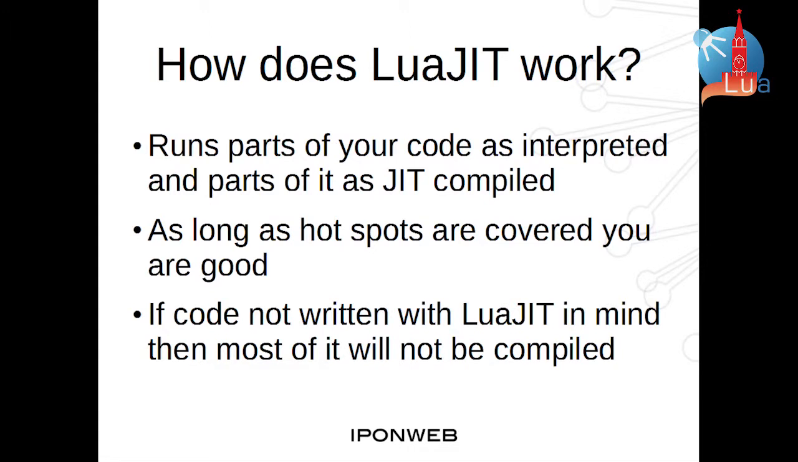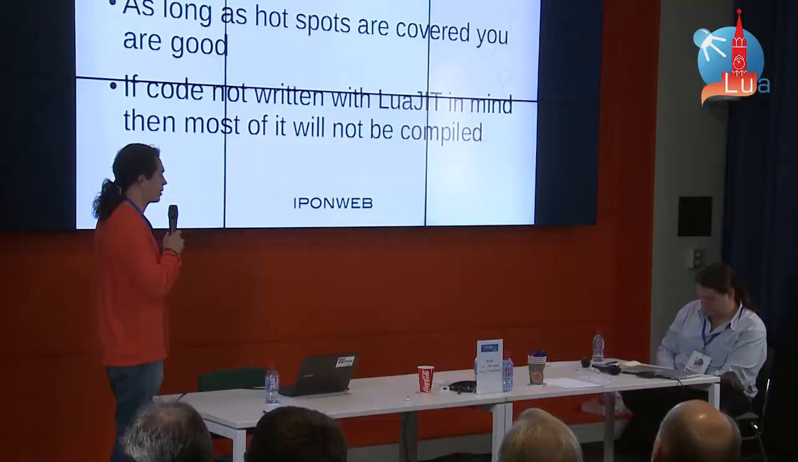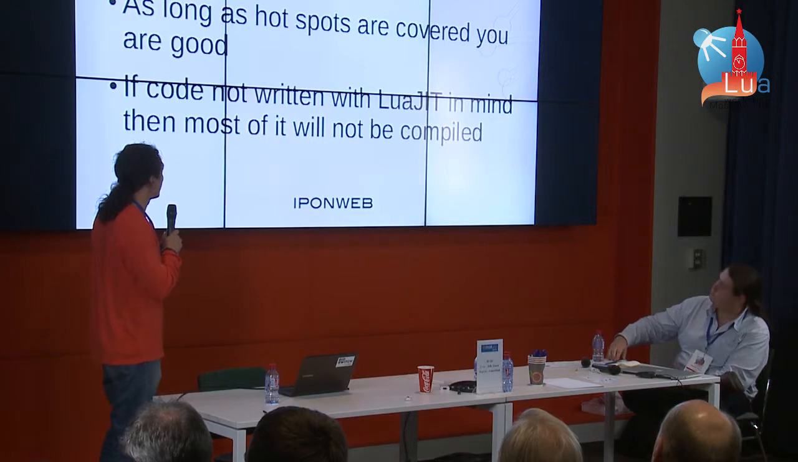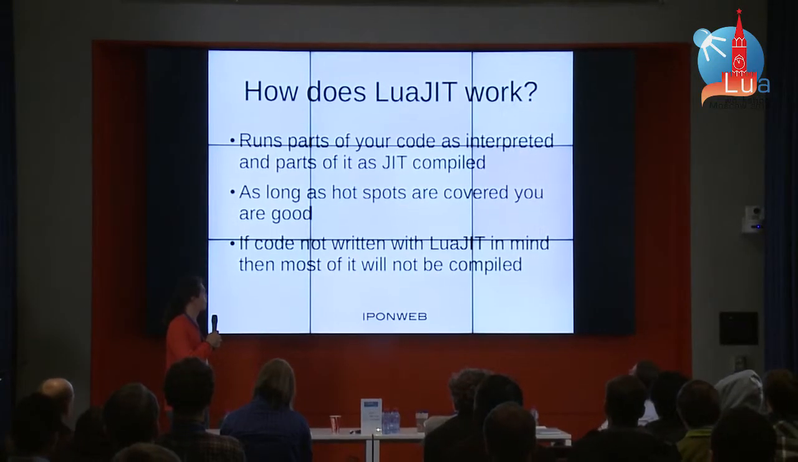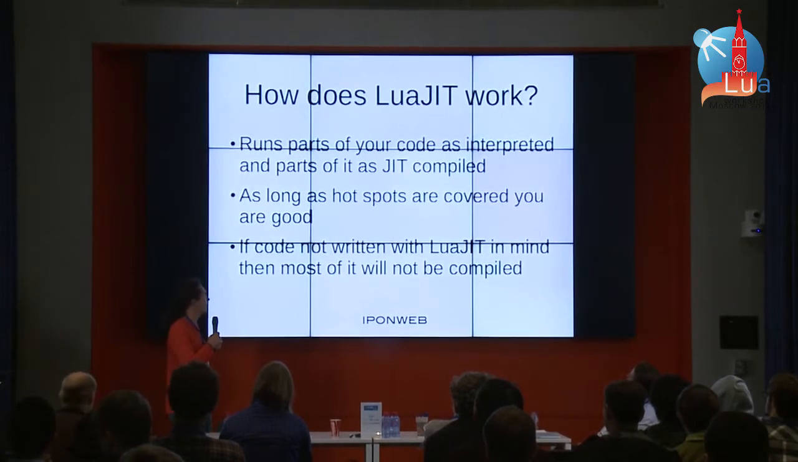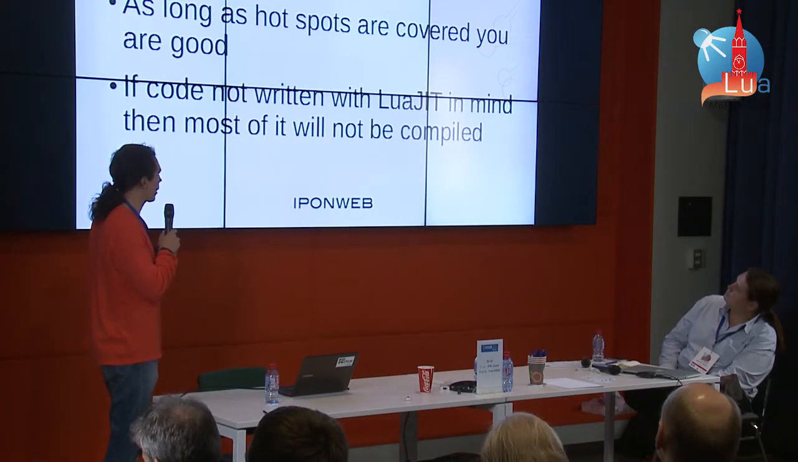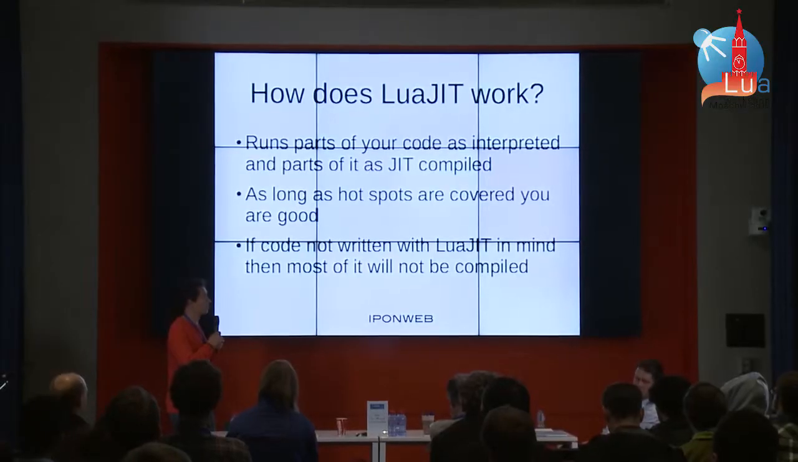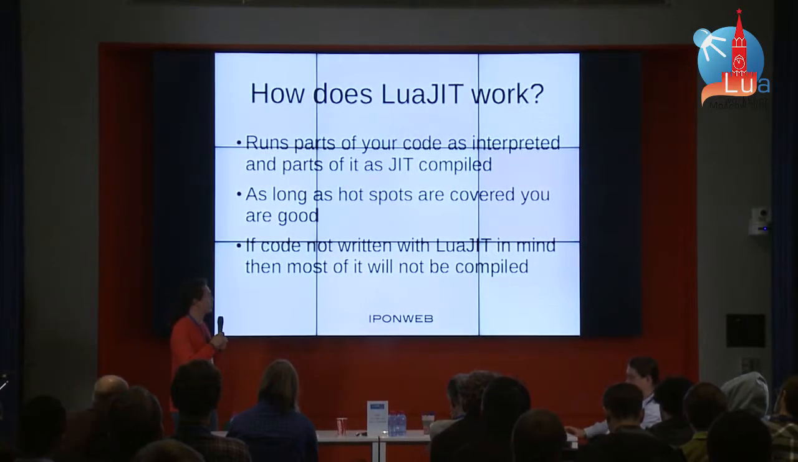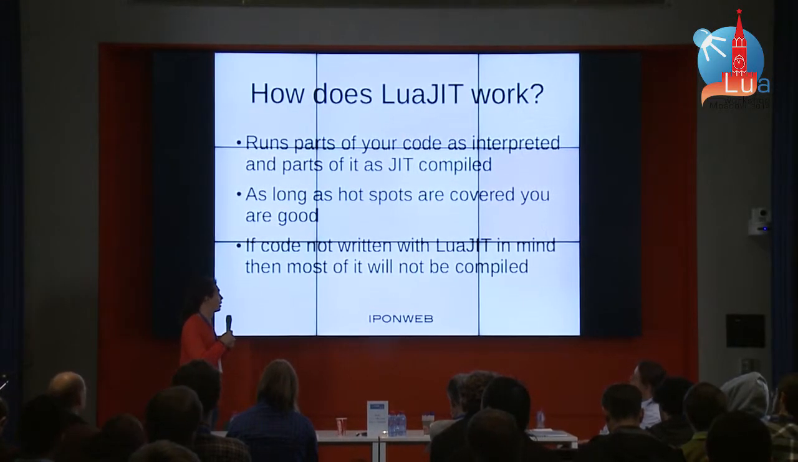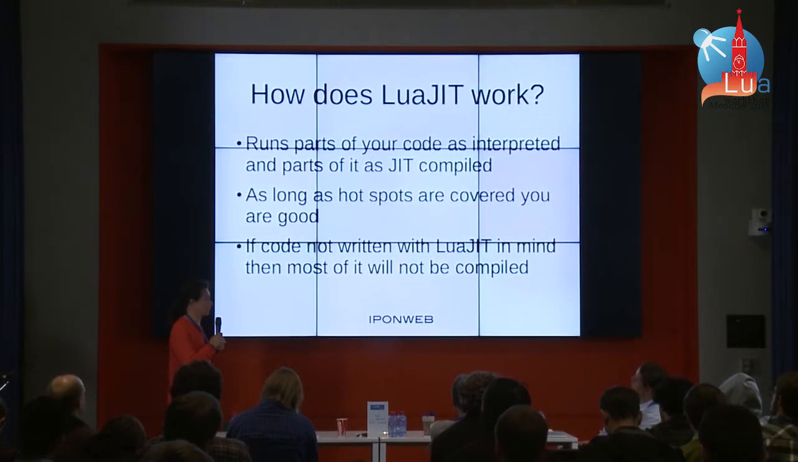Before I tell more about this approach, I'd like to explain a bit how LuaJIT works. It can run part of the code in interpreted mode or in JIT compiled mode. Interpreted mode is similar to stock Lua, except a bit faster. So even if your code is not JIT compiled, it still usually gets better performance. The reason LuaJIT may run parts of your code as interpreted and part as JIT compiled is because it cannot handle certain code constructs or patterns. In those cases, it falls back to interpreter mode. But usually, as long as your hotspots are covered, you are good.